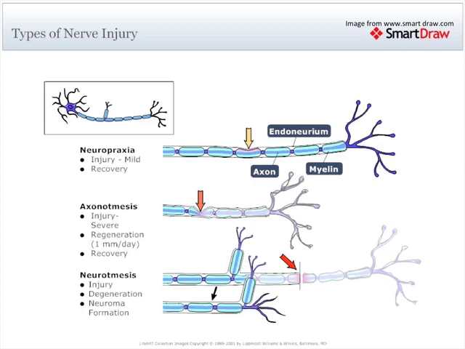And the final category is typically not seen in positioning injuries and more in transection injuries, which is neurotmesis, where there's complete disruption of the neuron axon and myelin sheath. So regeneration does not have a conduit in which to form, and it typically results in neuroma formation and painful neuromas.